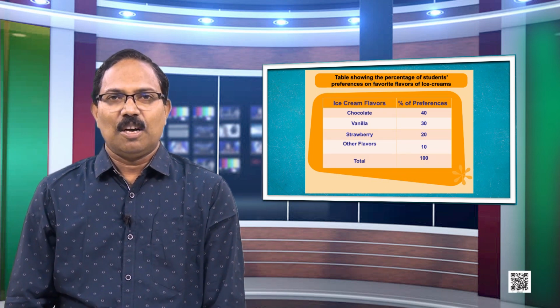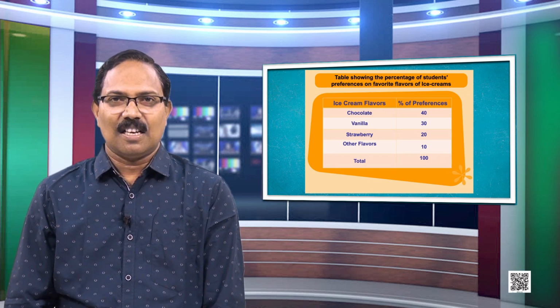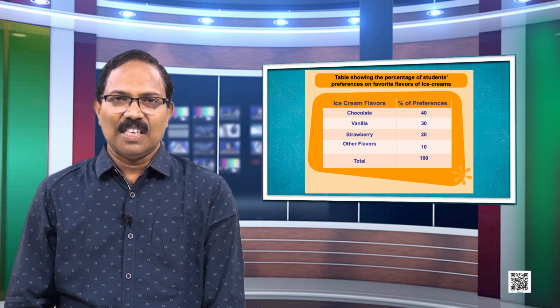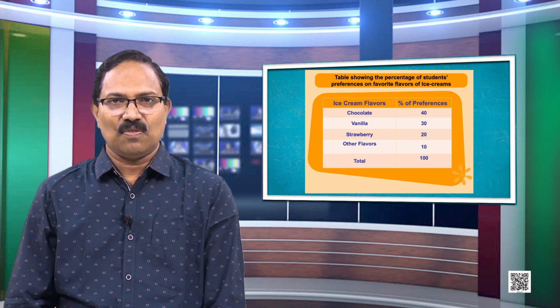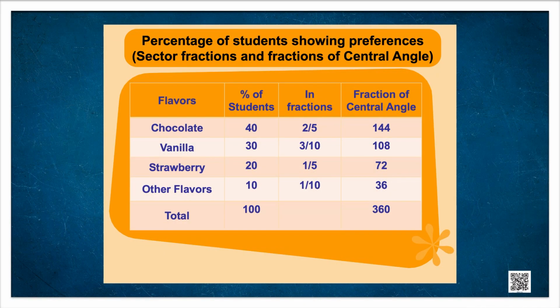As you know, a pie chart is a circle graph. So, the central angle of a circle is 360 degrees. So, the fraction of sectors will be a part of 360. By knowing this information, we need to convert the given data into parts of the central angle. Let us find out the fractions.